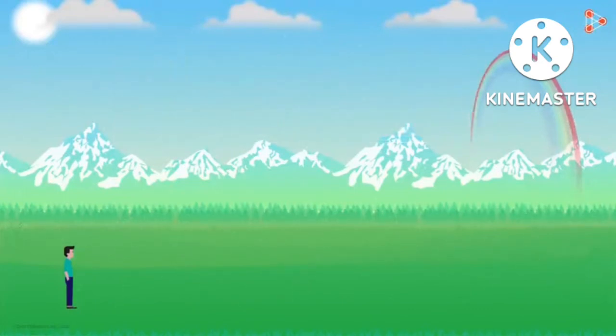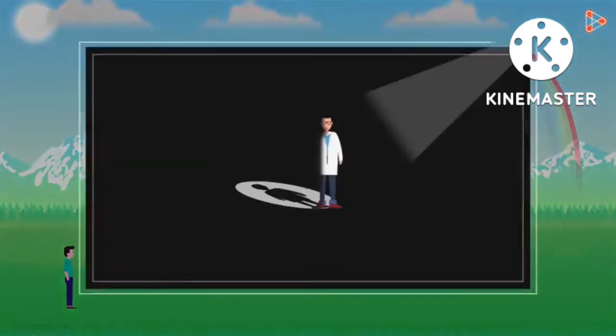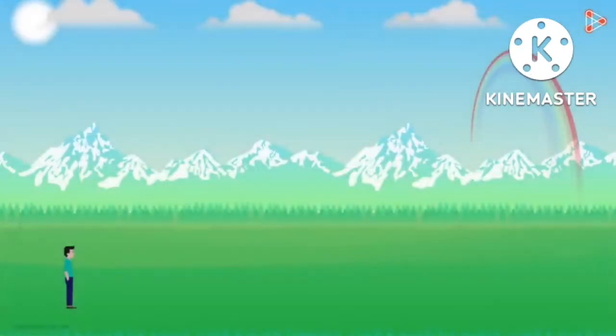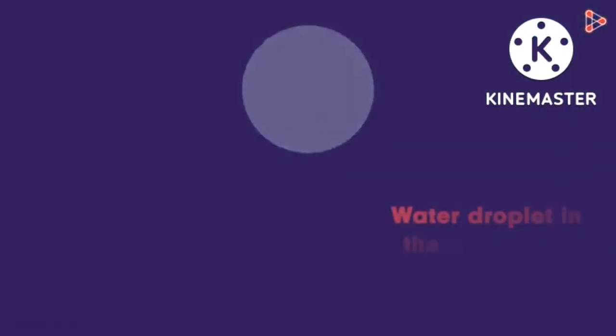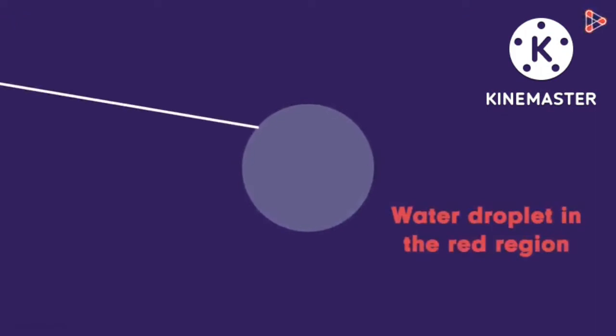The simple reason that we're able to see anything around us is because the light from that particular object is traveling to our eyes. Similarly, the red light from the upper part of the rainbow is traveling to our eyes, enabling us to see it. But where is this red light coming from? In order to understand this, let's consider a single water droplet from this red region and suppose the white sunlight is incident at this point on it.